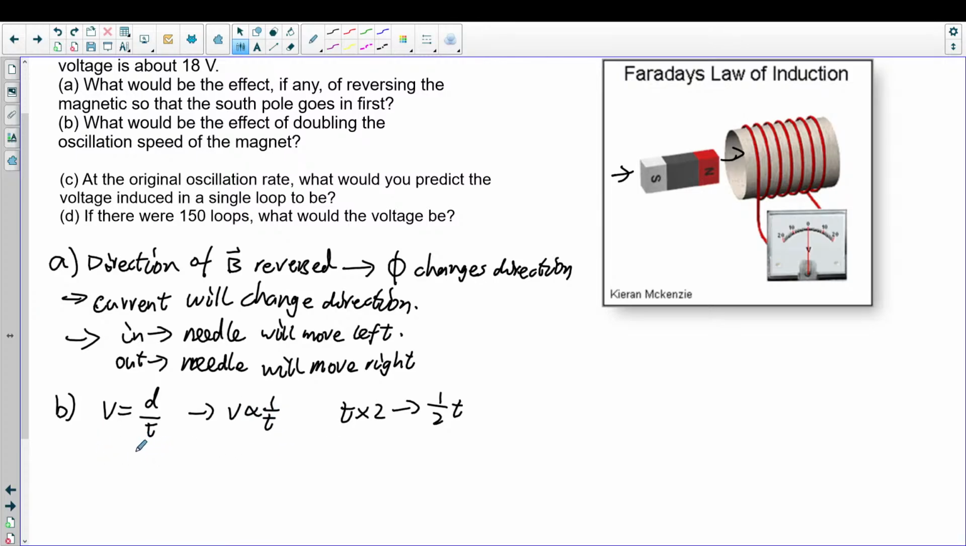So now remember that the induced EMF is equal to N times changing flux over changing time. The negative sign doesn't really matter here because we're not concerned about direction. The oscillation and the direction are still the same, so the direction doesn't really matter. Specifically, we know that EMF is inversely proportional to time. So since time got halved, there's only one conclusion: the EMF must double. So the induced EMF doubles.